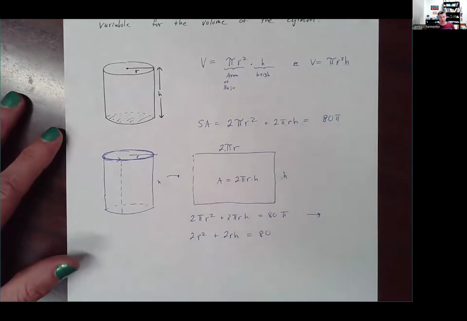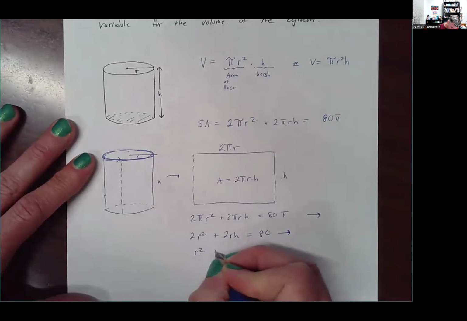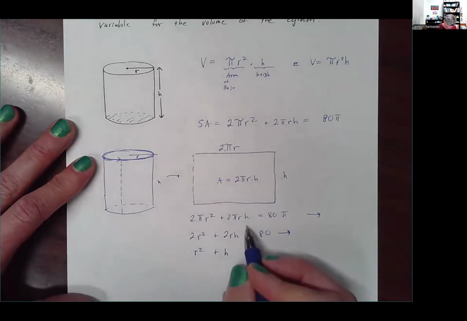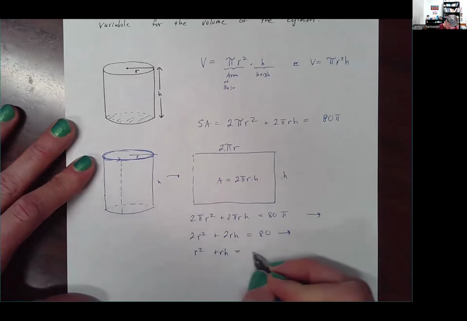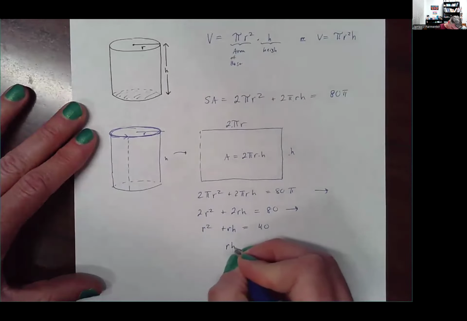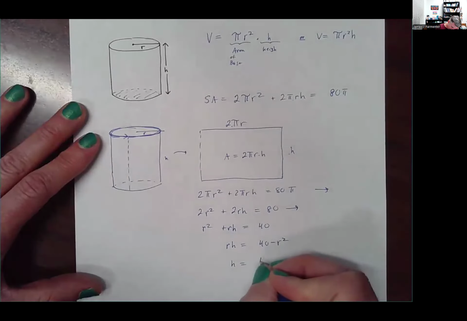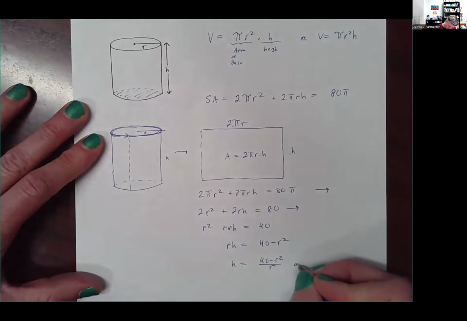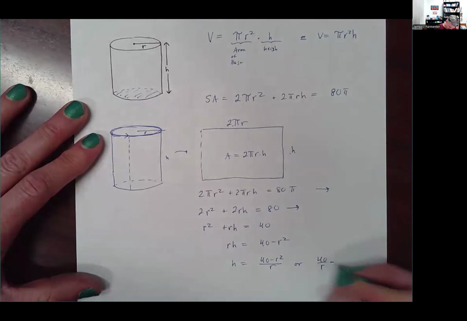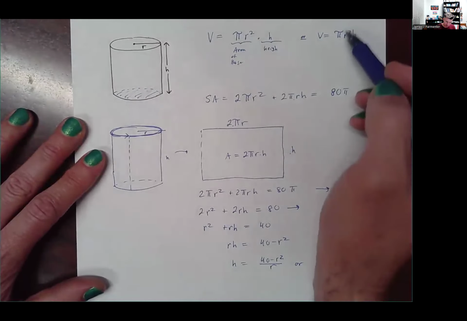I guess I could have divided everything by 2 pi. That might have been smarter. Let's divide everything by 2 and get r squared plus rh, oops, I lost an r right there, equal to 40. Okay, so now rh equals 40 minus r squared, and h is equal to 40 minus r squared, divided by r. Or 40 divided by r minus r squared divided by r, which is just r. Either way would be fine. We're going to plug either one of those back into the volume equation up here.